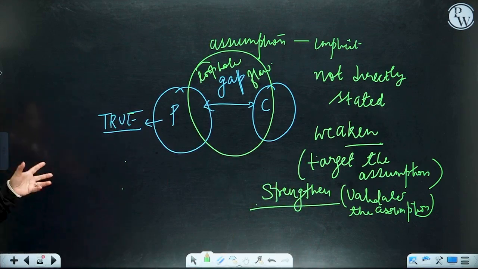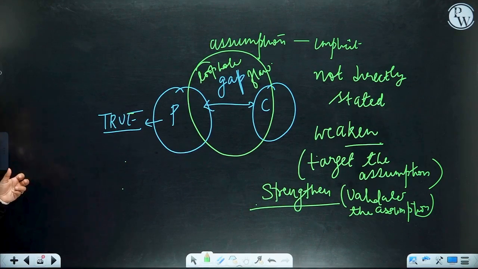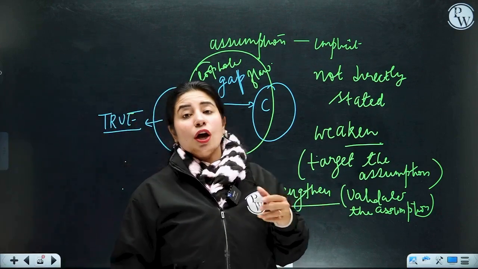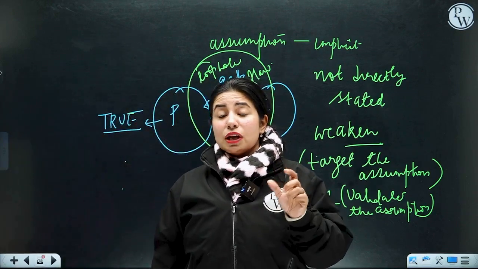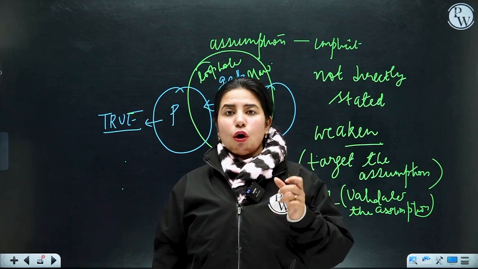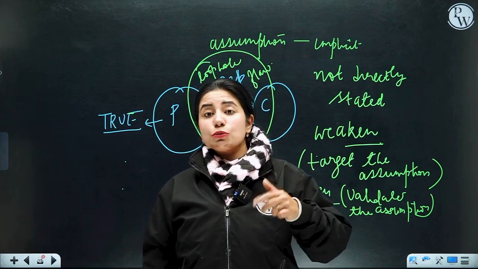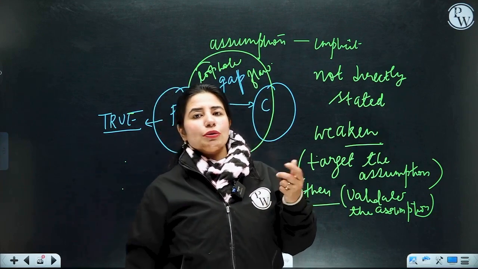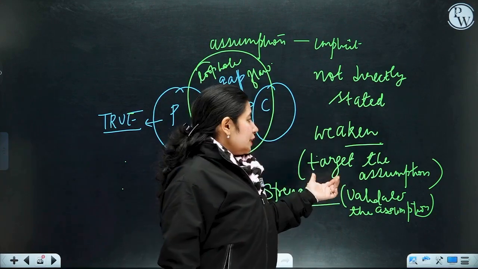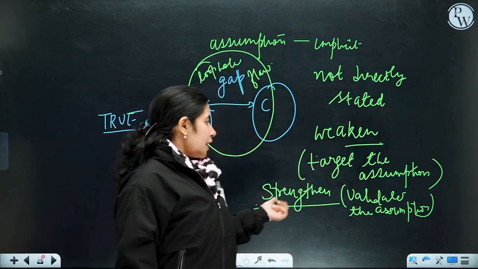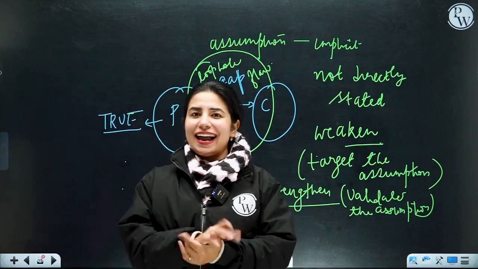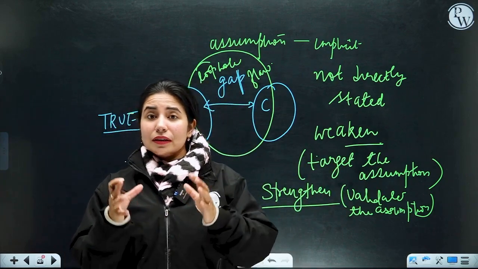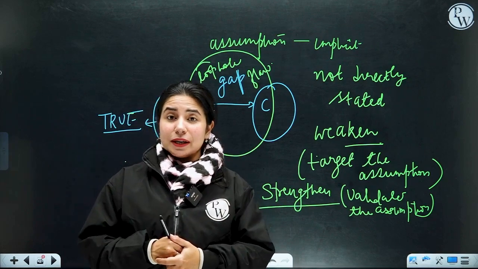So this is what an argument looks like. There's a premise on which the conclusion is based. At times there are certain important pointers not taken into consideration while drawing the conclusion. So the missed details we call flaw or loophole, and then we take assumption into consideration because we really do not want our conclusion to collapse. And in order to weaken the argument, we target the assumption, and in order to strengthen the argument, we validate the assumption. So I hope you now have a better understanding of this particular argument.